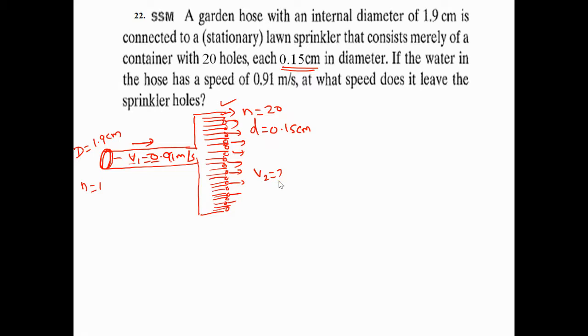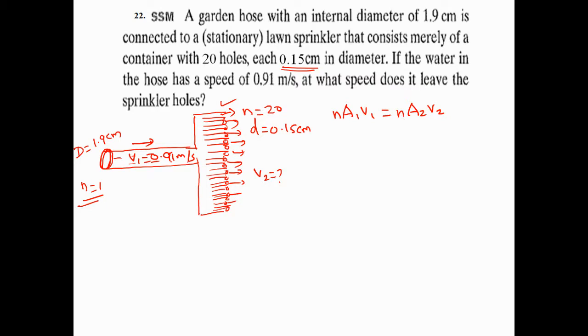Clear? Okay. Again, I'm going to use the equation of continuity. What is our equation of continuity? A1 V1 is equal to A2 V2. Am I right? Yes. A1 V1, how many pipes are there? Only one pipe. So I can just multiply n here, and n here. Okay.